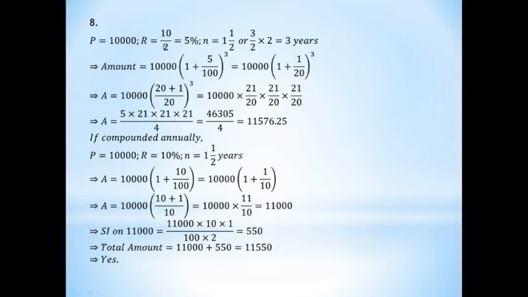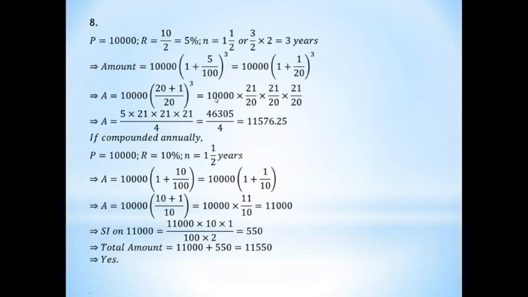First of all, compounded half yearly, it means the rate has to be divided by 2, then it will become 5%, and the time has to be multiplied by 2 and it will become 3 years. Then amount is equal to 10,000 open bracket 1 plus 5 by 100 to the power 3. Then 10,000 will remain as it is. Then if you simplify 5 by 100 you will get 1 by 20. Take 20 as an LCM, you will have inside the bracket 20 plus 1 by 20.